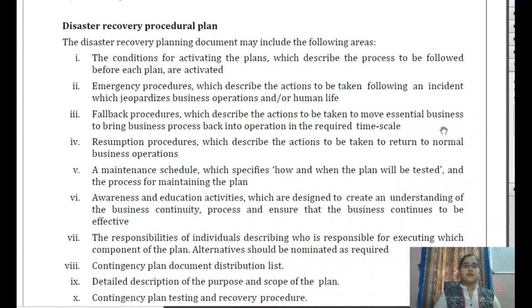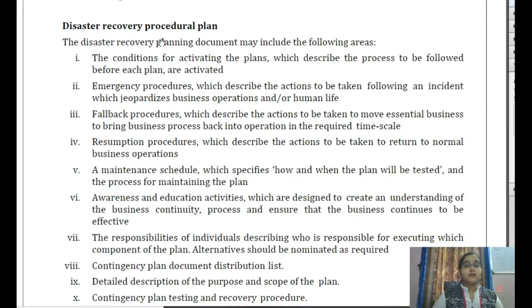So friends, now let us try to understand this disaster recovery procedure plan. This plan mainly focuses on the activities which must be done after the disaster has occurred. Suppose some disaster occurred and now the organization faces some difficulty. What should the plan focus on so that the impact of the disaster can be reduced and the business can resume its function in a very quick time? So what does the plan contain?